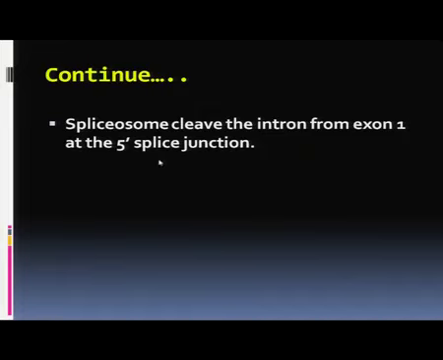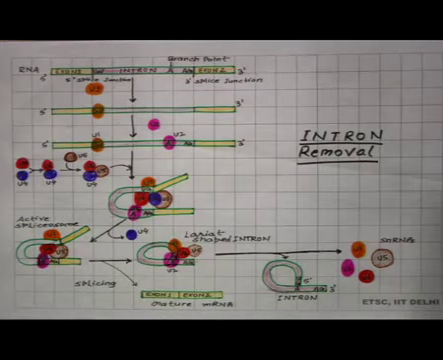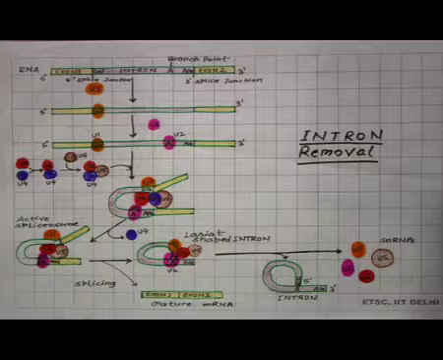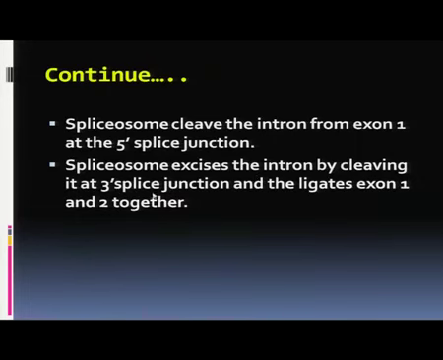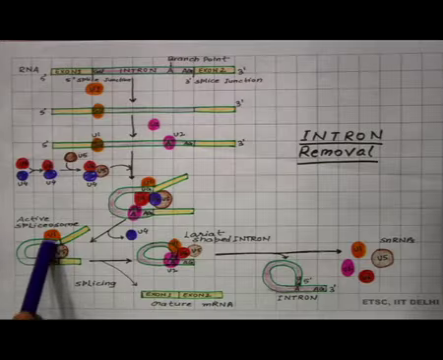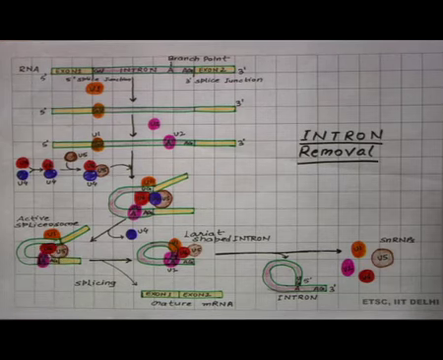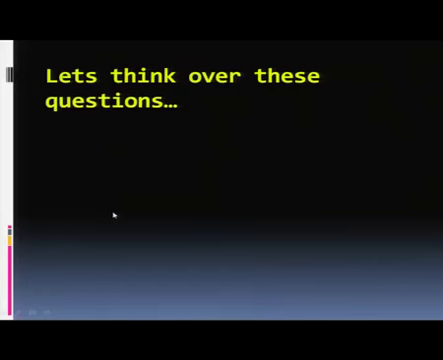A spliceosome cleaves the intron from exon 1 at the 5 prime splice junction. Now, this active spliceosome will cleave the intron at the 5 prime end, and the spliceosome excises the intron by cleaving it at the 3 prime junction and ligates exon 1 and exon 2 together, so that exon 1 and exon 2 are spliced together to form mature messenger RNA. So, let us think over this question.